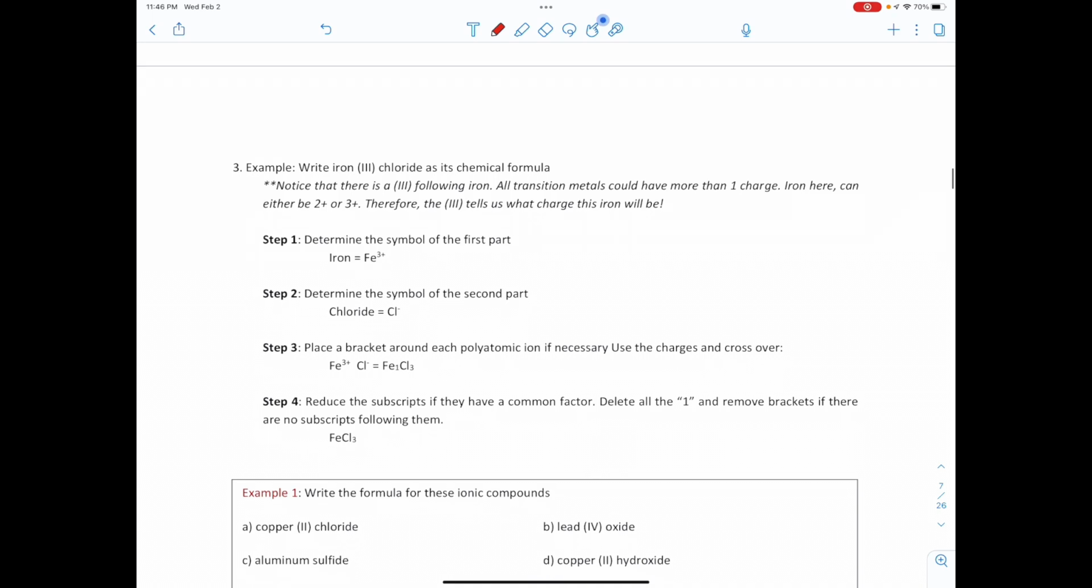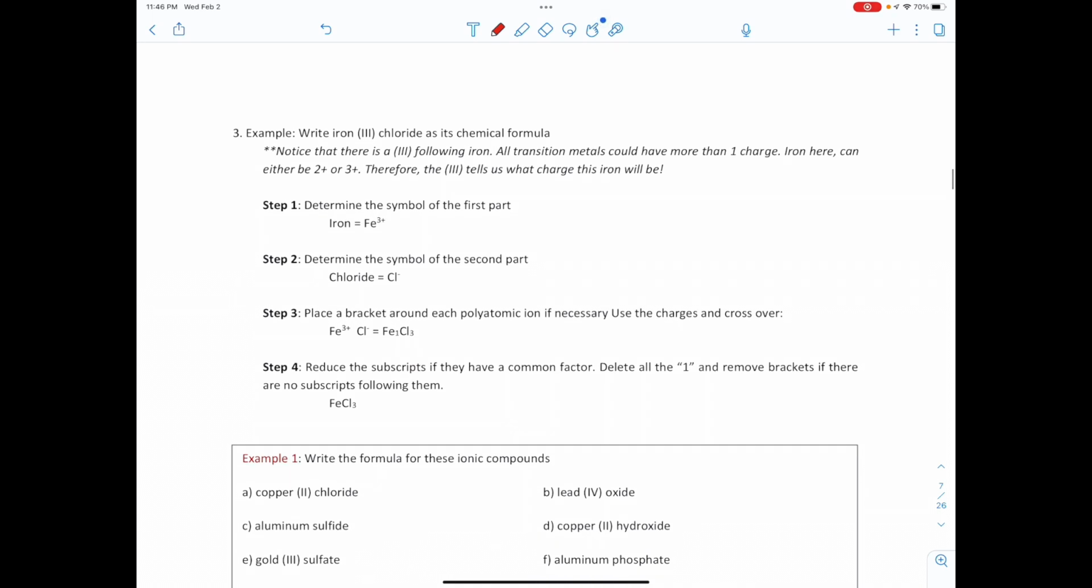Let's take a look at another example here. Write iron 3 chloride as its chemical formula. This time you'll note that there's a Roman numeral 3 following iron. And that's because a lot of these transition metals could have more than one charge. If you look on a periodic table, iron can either have a 2+ charge or a 3+ charge. And so this Roman numeral 3 is telling us what that charge is going to be. And the procedures are the same.